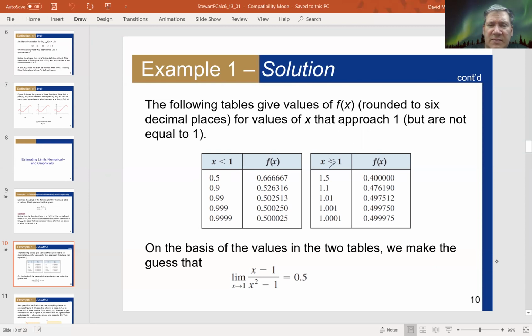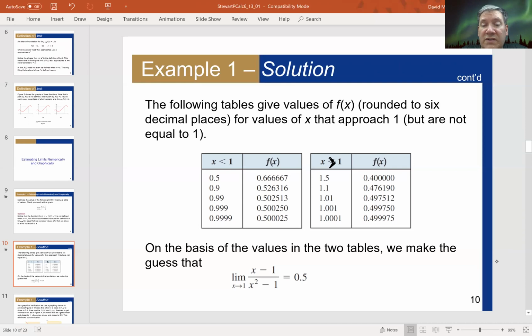I think that's a typo there. That should say greater than 1. So 1.5. Put that into our lovely function here. 1.5 minus 1 over 1.5 squared minus 1 will give us 2/5 or 0.4. We put in 1.1. Again, it's still bigger than 1. Terrible typo there. But we're getting closer and closer. We're backing it up. We're getting closer to 1. 1.1 will give us 0.476190.